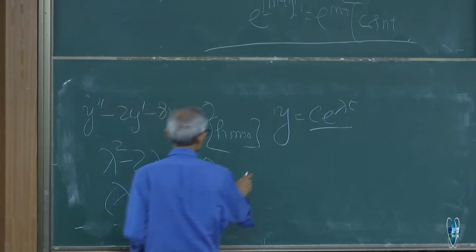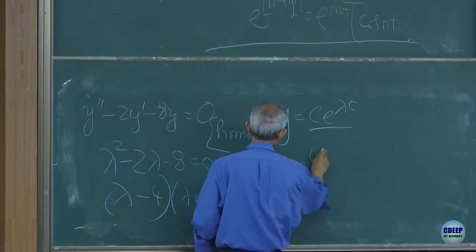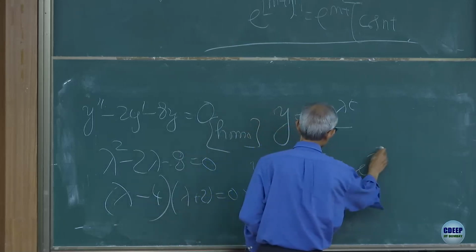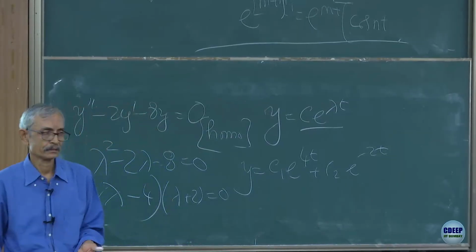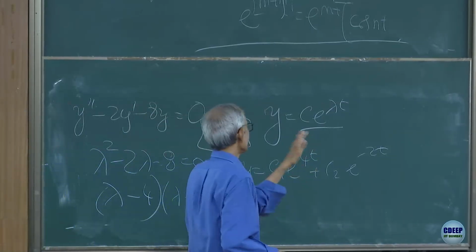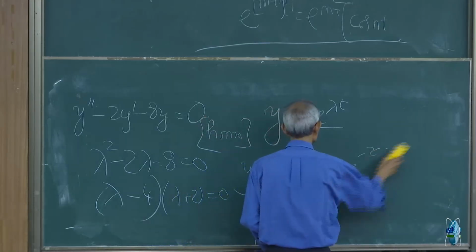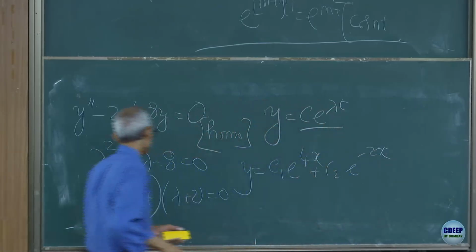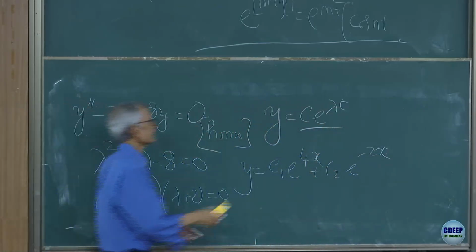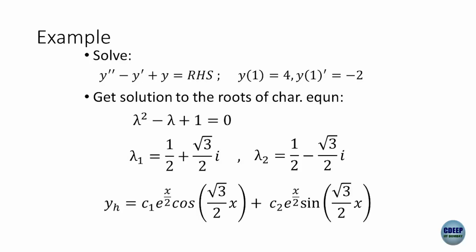So the solution becomes y equal to c1 e to the power of 4t plus c2 e to the power of minus 2t. Okay, so that's the solution. x and t, that doesn't matter, so to be consistent with that, this is x. Okay, all right, e to the power of lambda x. Okay, all right, next example.